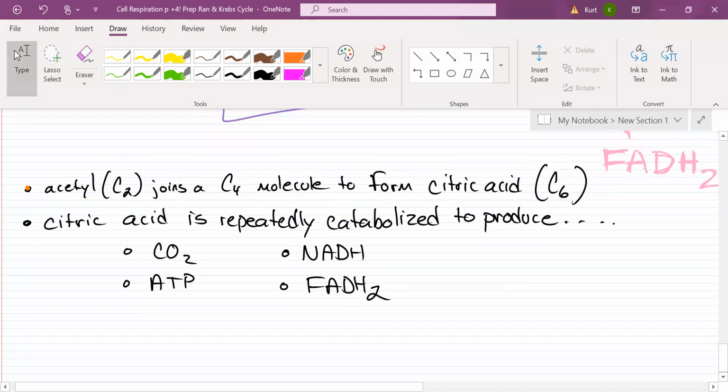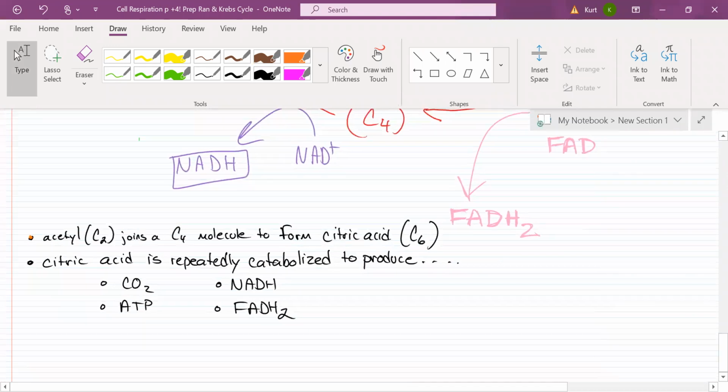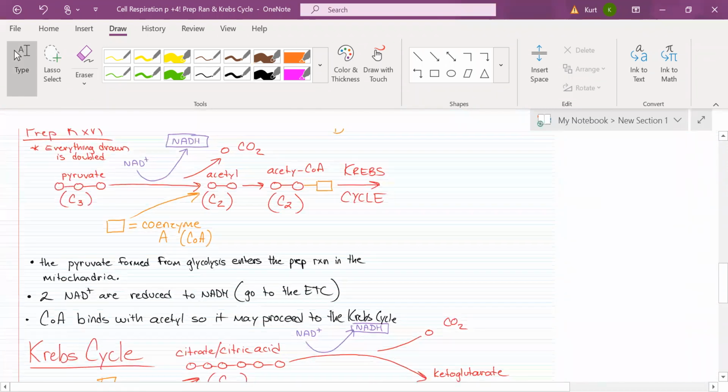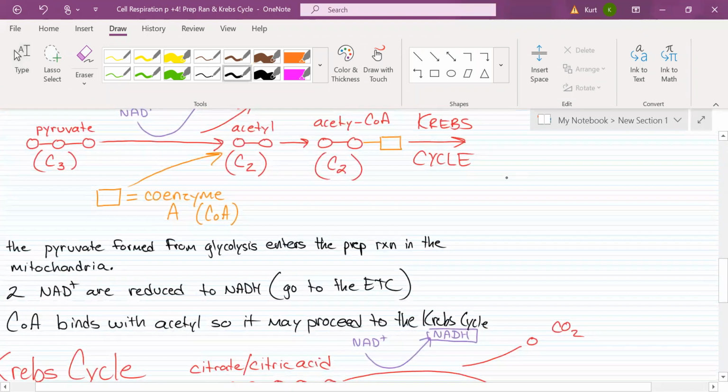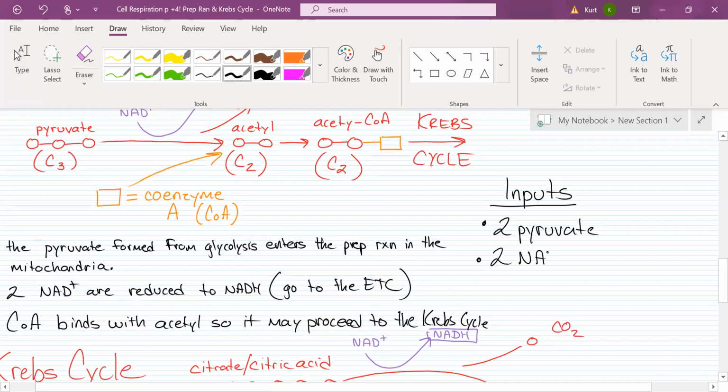So let's go over the inputs and the outputs. We did not do the inputs and outputs for prep reactions, so let's do that up here first. I would like you guys to remember that everything in the prep reaction diagram and the citric acid cycle diagram is doubled. So how many pyruvate entered the prep reaction? 2 pyruvate. How many NAD pluses? How many coenzyme A's? Okay, and I think that's it.